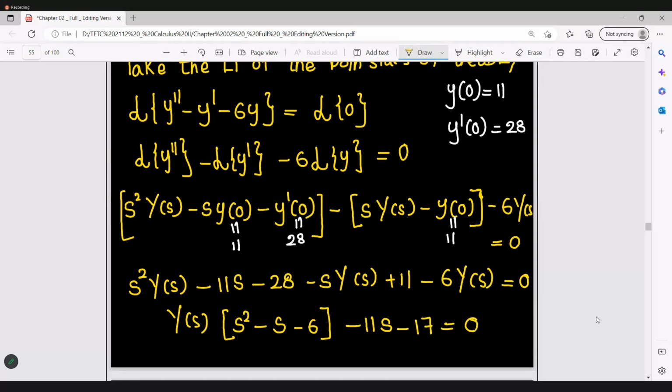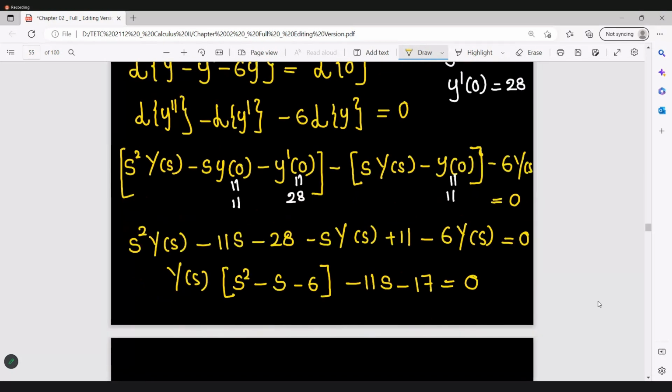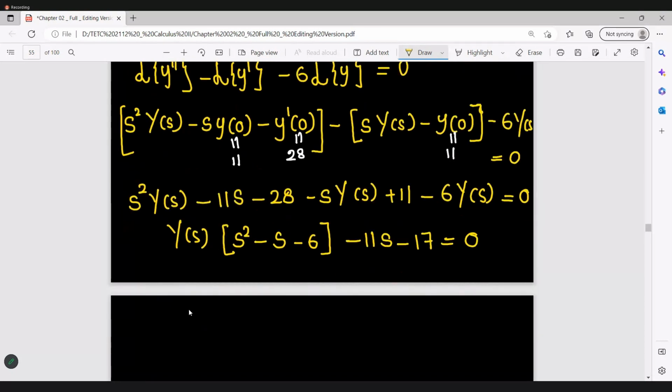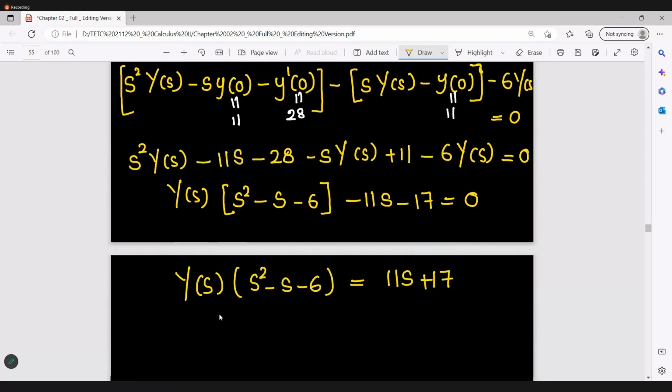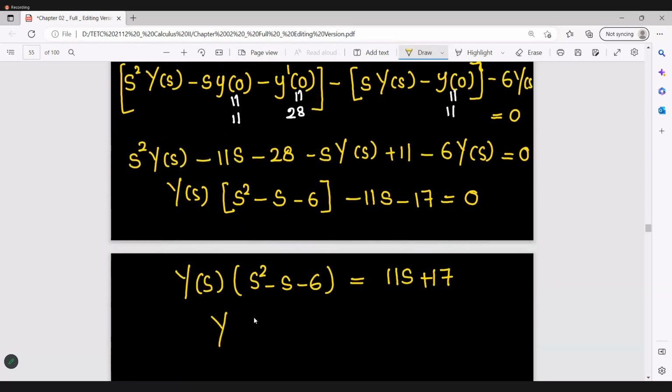So we can write capital Y of s times s squared minus s minus 6 is equal to 11s plus 17. So we can make capital Y of s the subject: Y of s is 11s plus 17 over s squared minus s minus 6.